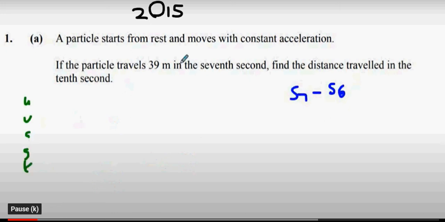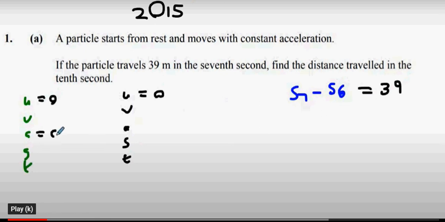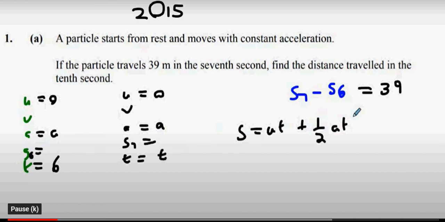Okay? Now, for SUVAT, what we're going to say is that the particle starts from rest, so u is 0, and we're doing it for t equals 7 and t equals 6. The a values are the same. The t values are 6 and 7. It should be t equals 6 and t equals 7.